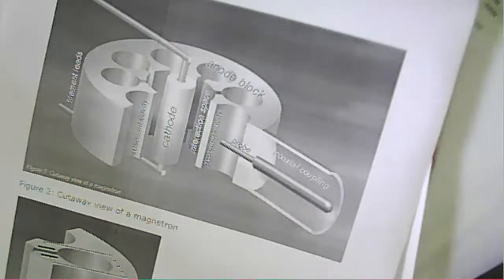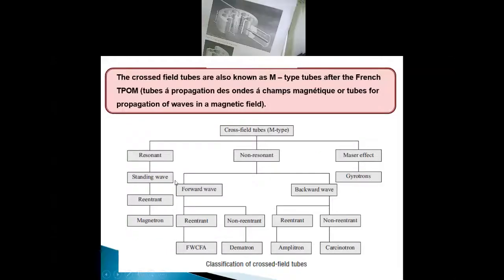We have learned about the TWT, the klystron, and the reflex klystron, and these are types of linear-beam tubes, or O-type tubes. Now this one is a cross-field tube, that is, an M-type tube. In cross-field tubes, the electric field and magnetic field components are perpendicular to each other, that is, crossed. That's why we call it a cross-field tube. So in these M-type tubes, we will learn the magnetron.